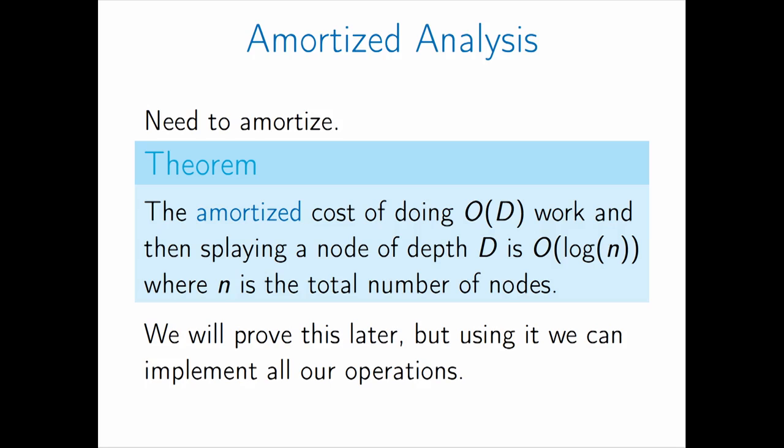And the basic idea is that if you have to do a lot of work and then splay a very deep node, we're going to be able to pay for that work by the fact that the splay operation will rebalance our tree in some useful way. And that will pay for it, and so amortized cost will be only O of log n. Okay, using this, how do we implement our operations?